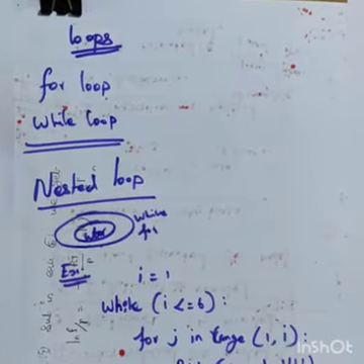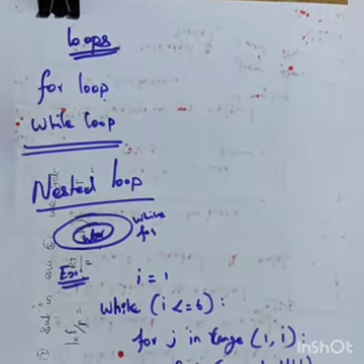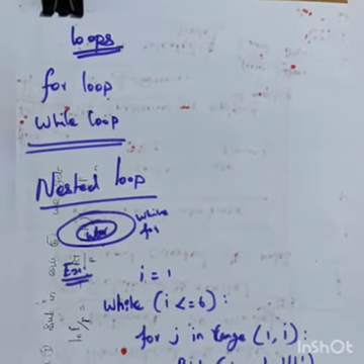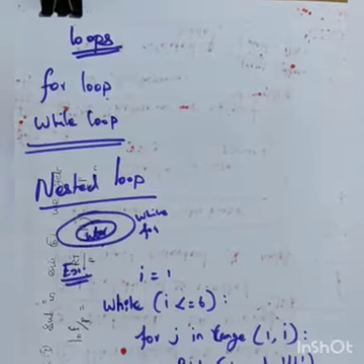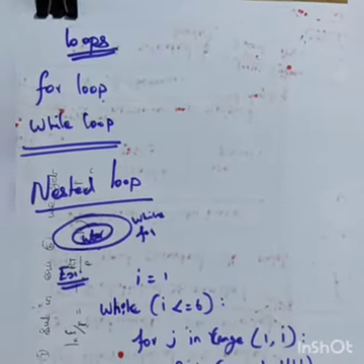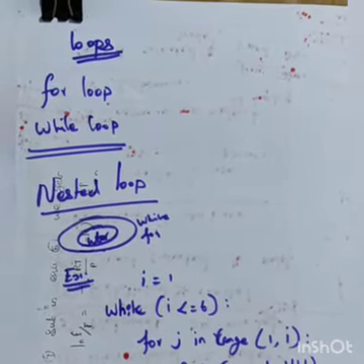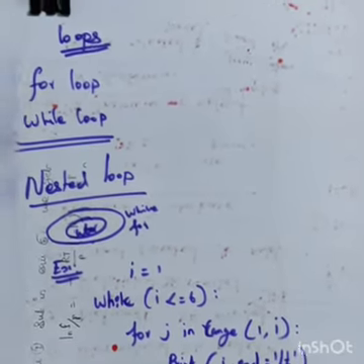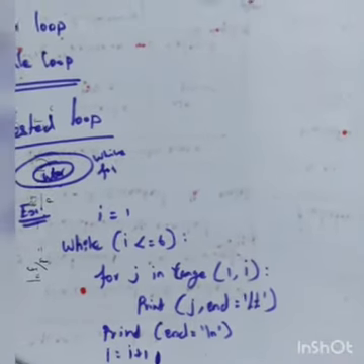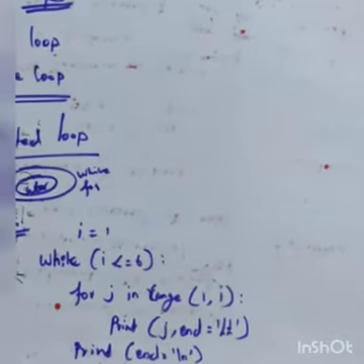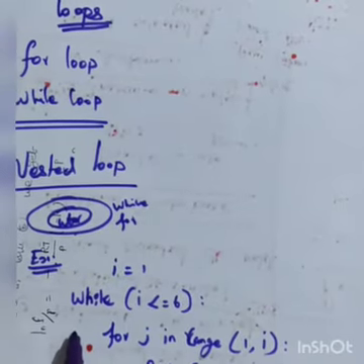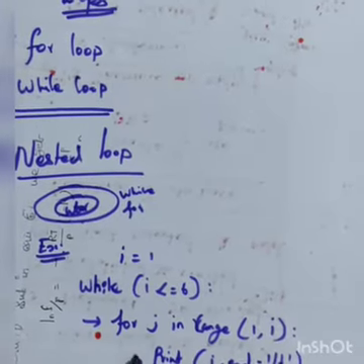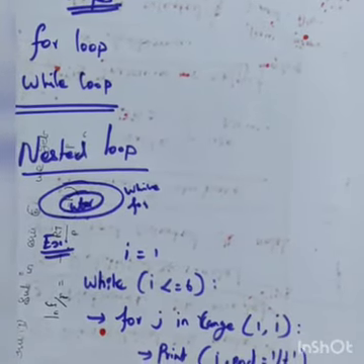Next, print, end is equal to \n. Then i is equal to i plus 1. This needs no explanation. See here, each and every line you can indent. This line you can indent here, this line you can indent here, this line you can indent here.